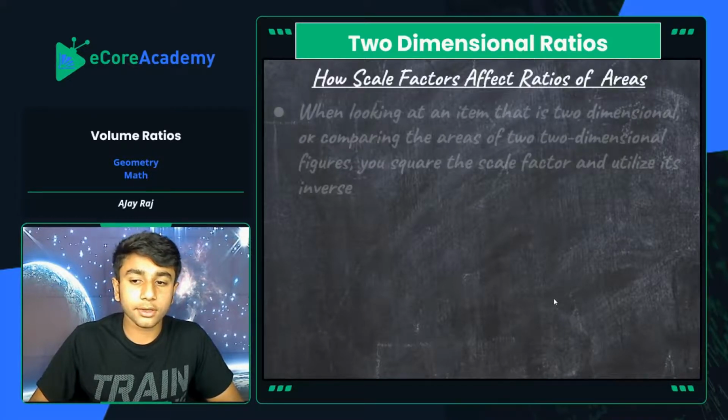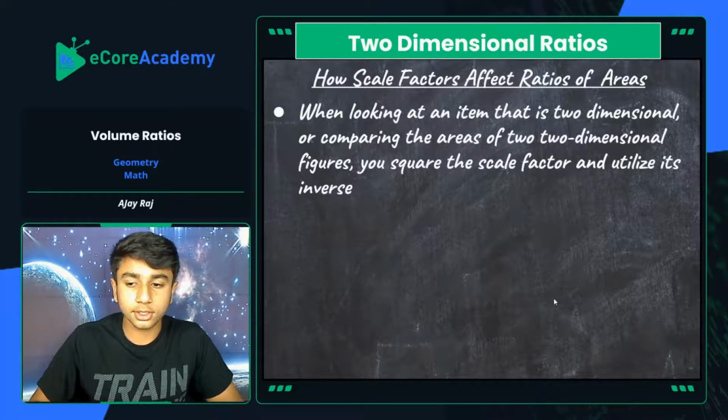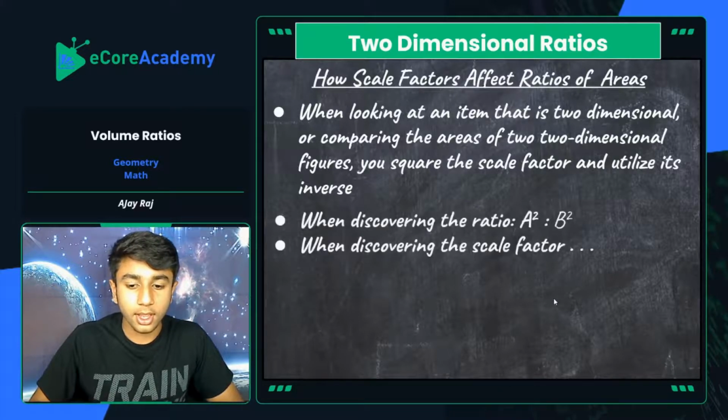So let's look at how scale factors affect ratios of areas. As I said, you can utilize the inverse, and you're going to square the scale factor in order to discover the relationship between areas. When discovering the ratio between two areas of two figures, once you're given the scale factor, all you're going to do is square each given corresponding side length, and you're going to square them together in order to get your ratio between areas.